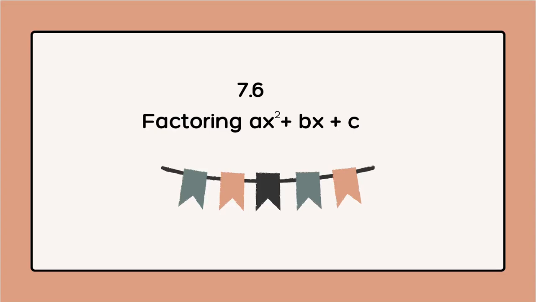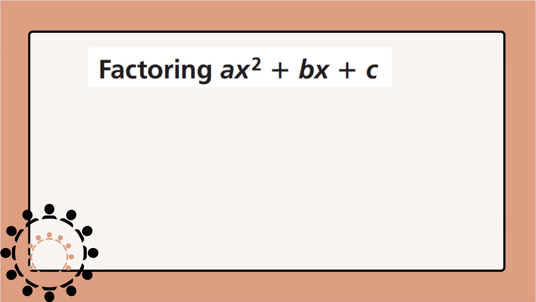7.6 factoring ax squared plus bx plus c. If you recall in 7.5, we were factoring where there was no a, therefore where a equaled 1. Now in 7.6, we're going to look at where a does not equal 1. It could be a negative or a number greater than 1.